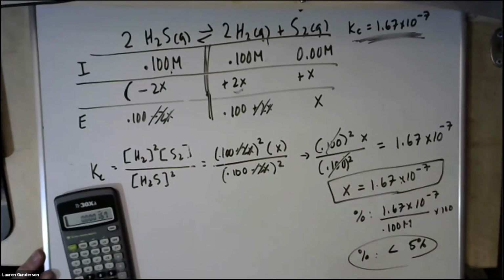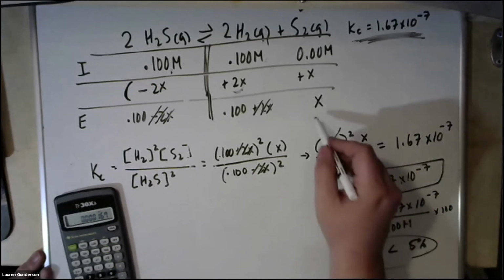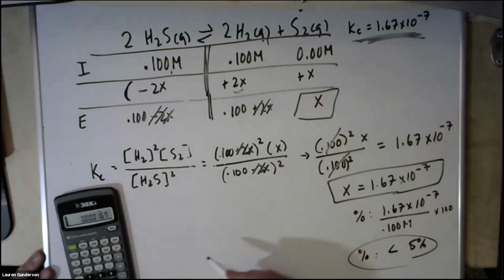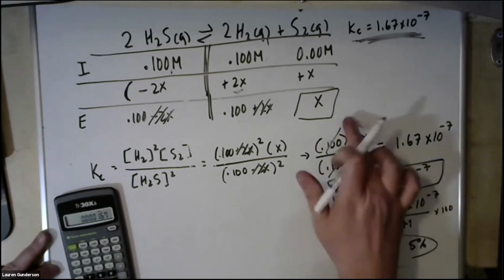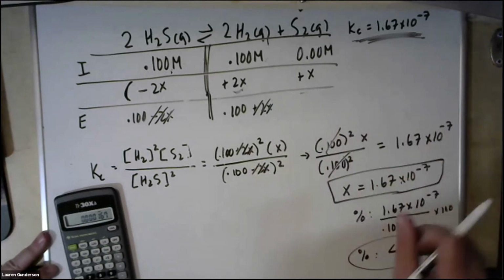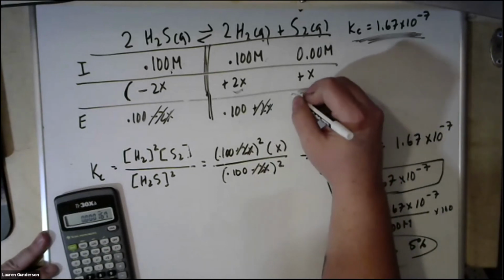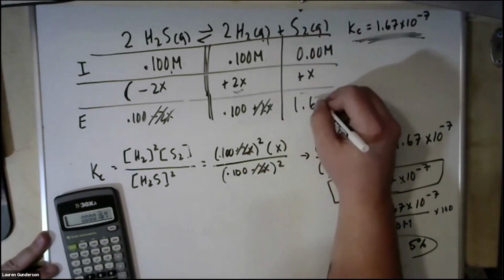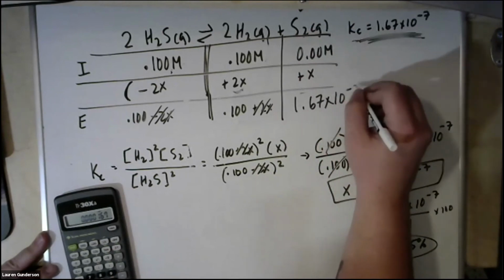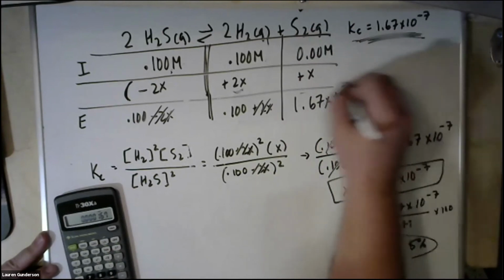Okay, in this case, they only wanted us to figure out what the equilibrium concentration of that sulfur was. So we can plug that right in there, and we can say that the equilibrium concentration of the S2 gas is 1.67 times 10 to the negative 7 molar.